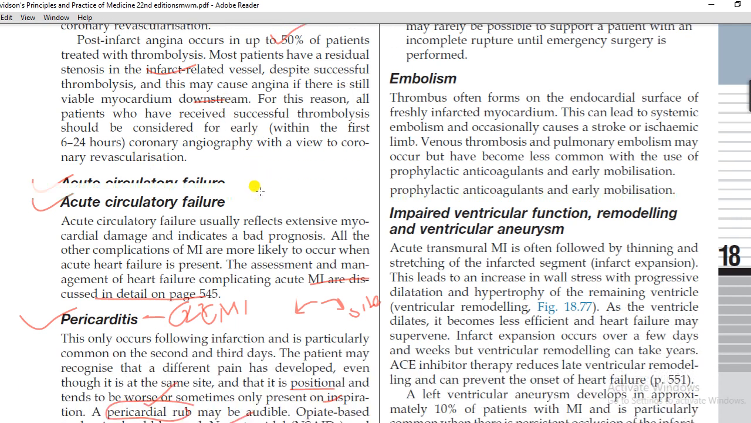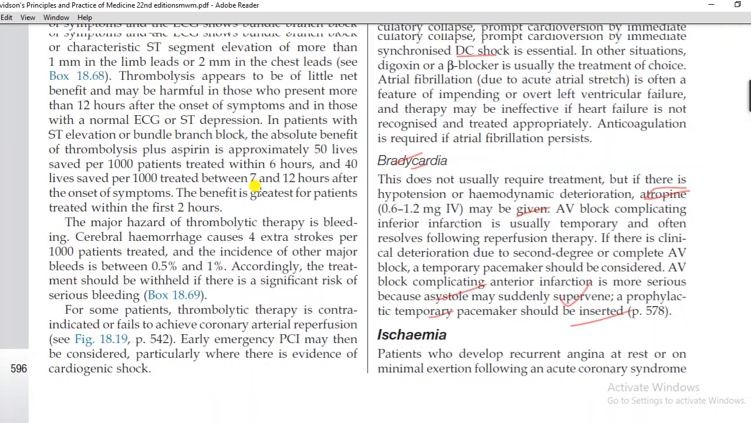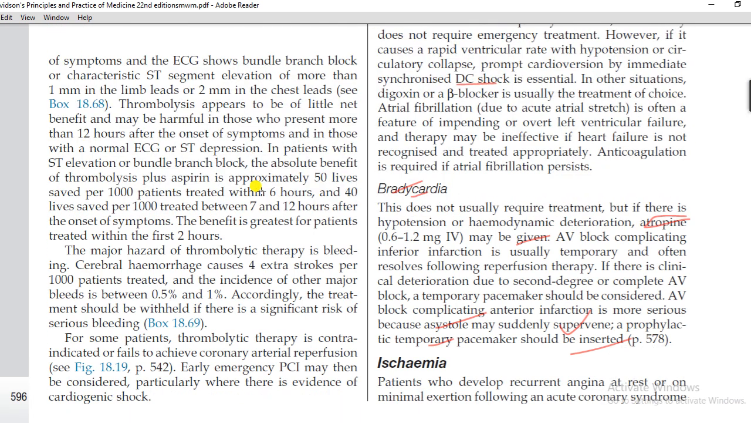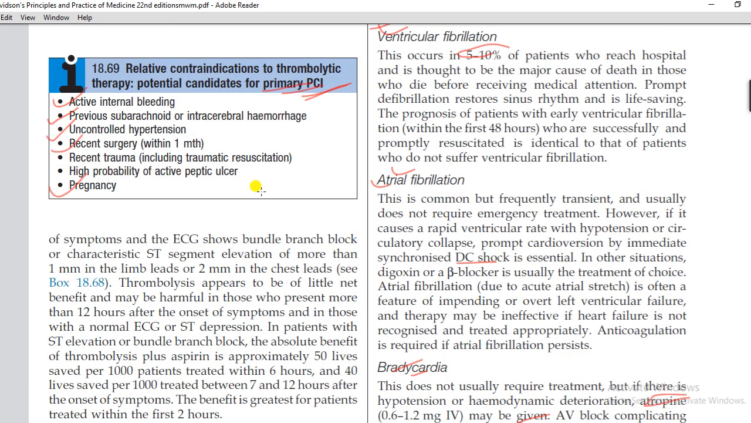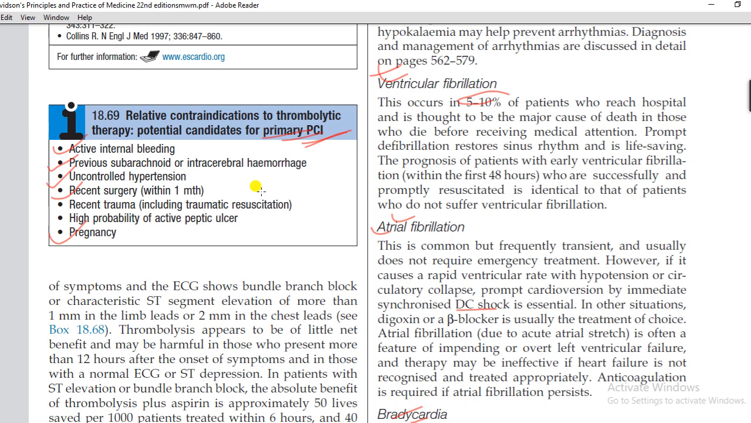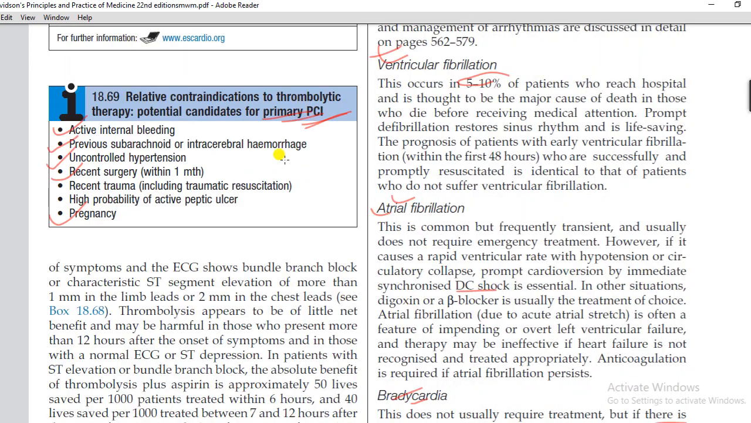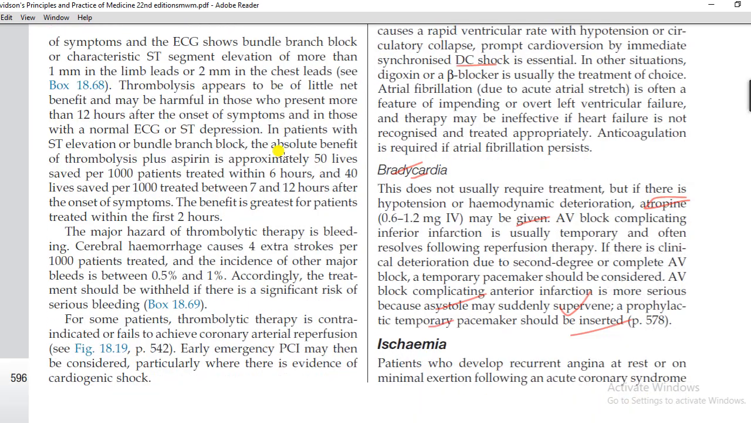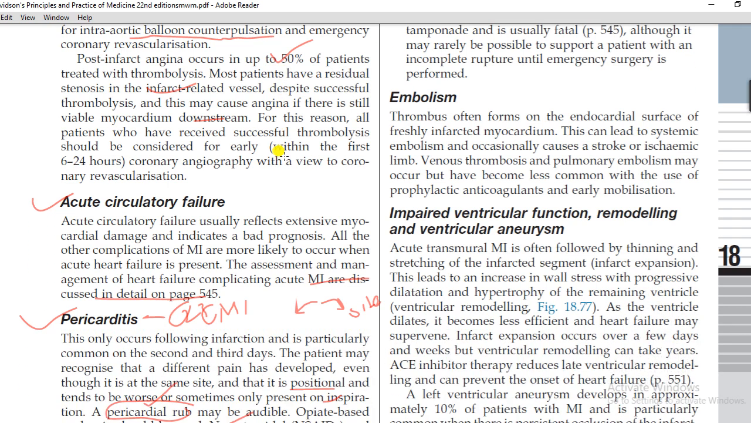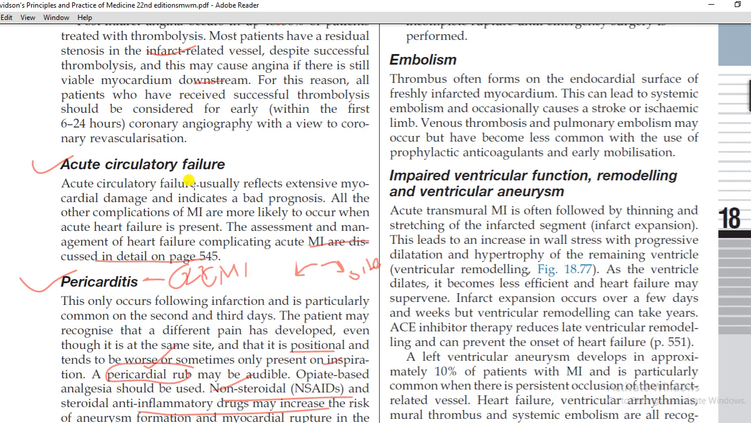Then there is ischemia, there is something called arrhythmia, and pericarditis, acute circulatory failure. This reflects extensive myocardial damage and indicates a bad prognosis. All the complications of myocardial infarction are more likely to occur when acute heart failure is present.